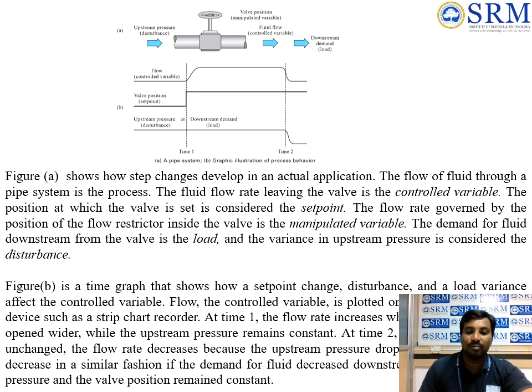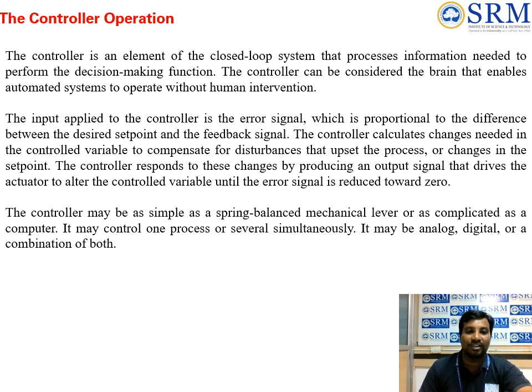The control variable is plotted on top of the measured device, such as the strip chart recorder. Let us consider at time 1, the flow rate increases when the valve position is opened wider, while the upstream pressure remains constant. But at time 2, with the valve position unchanged, the flow rate decreases because the upstream pressure drops. So the flow rate would decrease in smaller fashion if the demand for the fluid decreased downstream while the upstream pressure and the valve position remain constant.